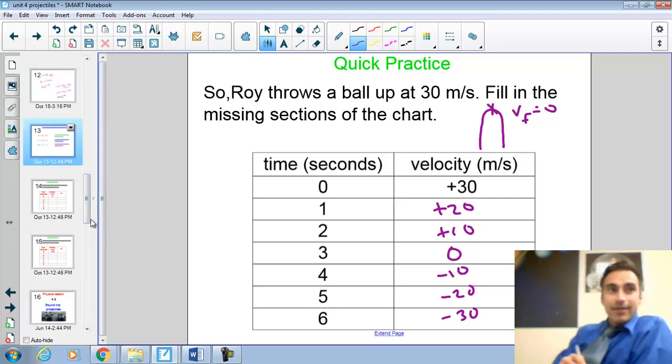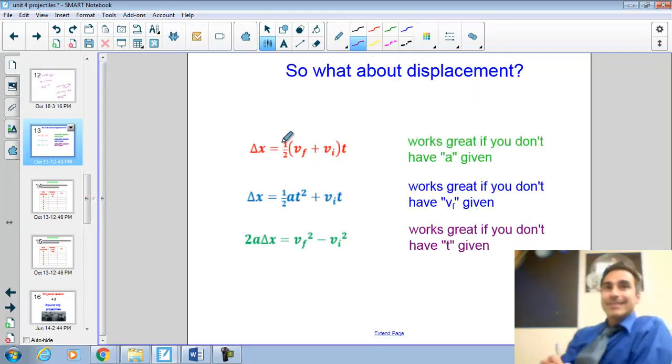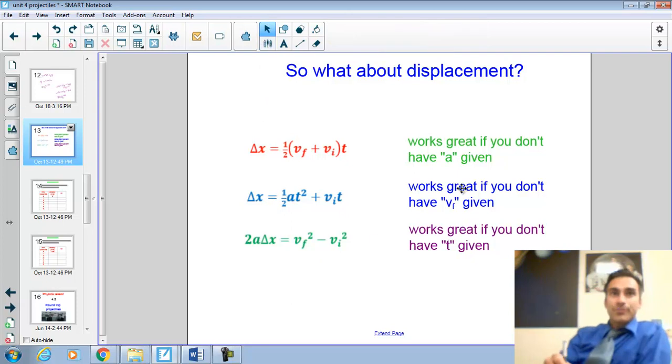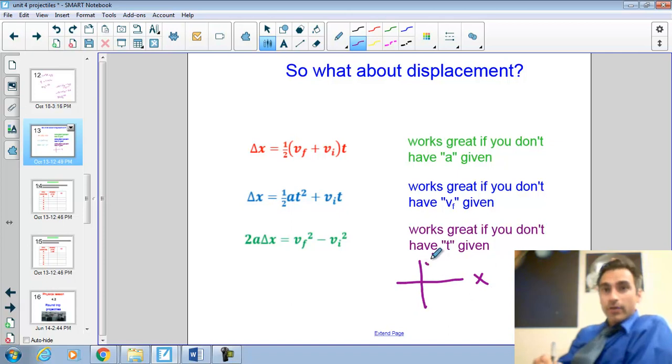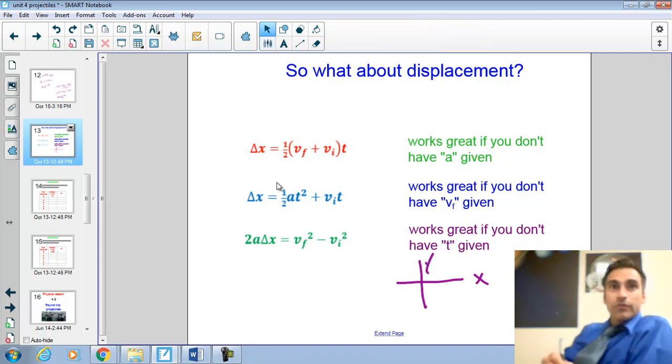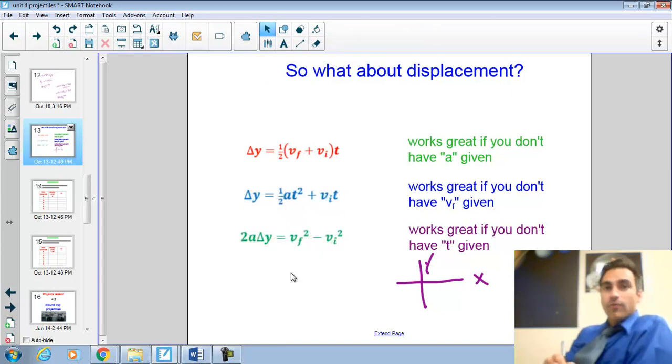The tricky part has always been displacement. So what about displacement? We're still using these same formulas. Delta x equals 1/2 (Vf plus Vi) times t, our blue equation, our green equation, only now we're dealing with vertical displacement. So instead of using delta x, we're going to look for y. So these formulas, we have to change them slightly to account for delta y. It's still the same formula, only now we're including delta y.